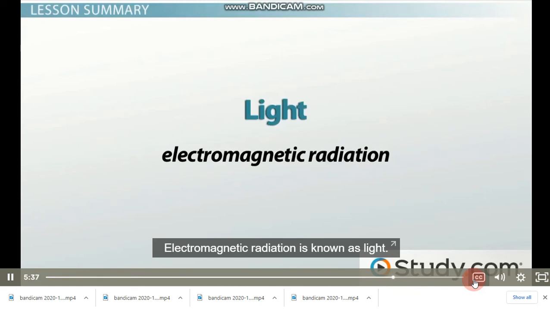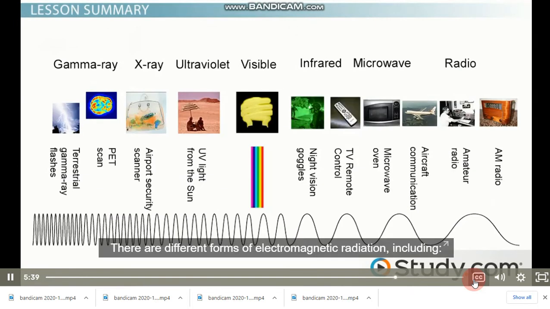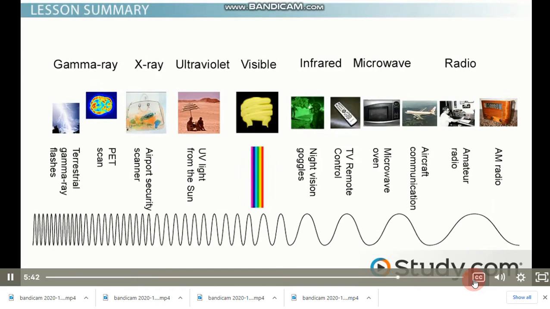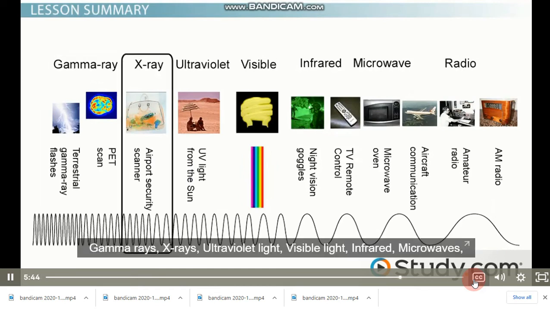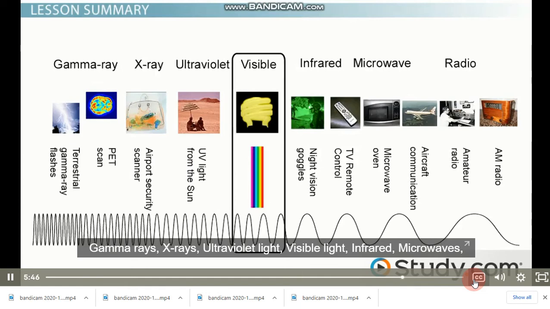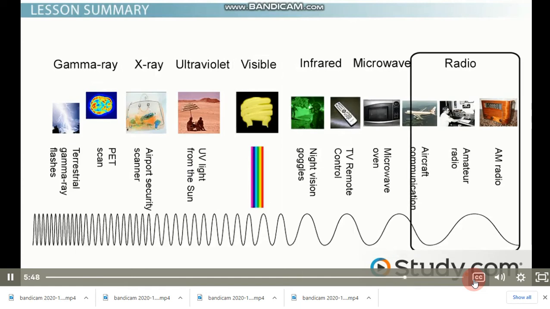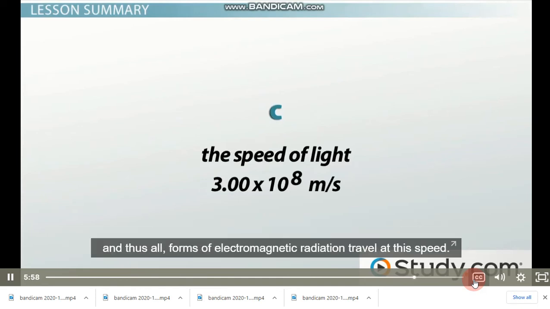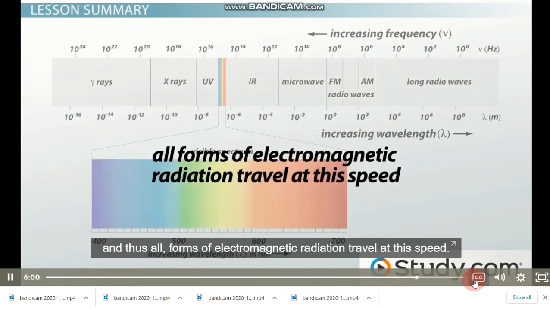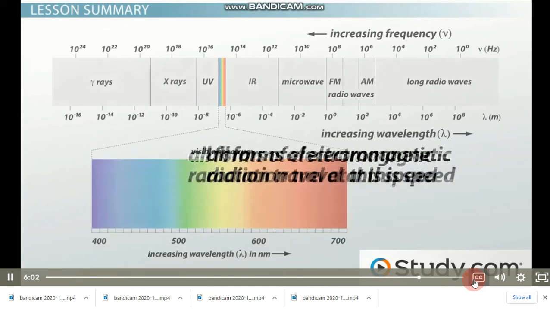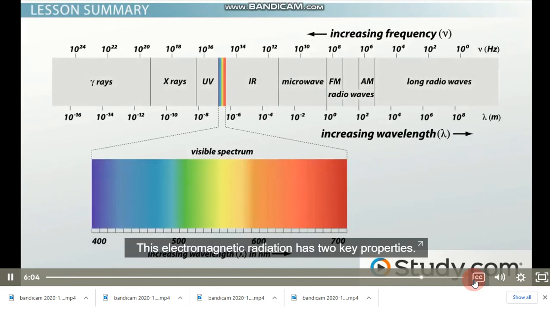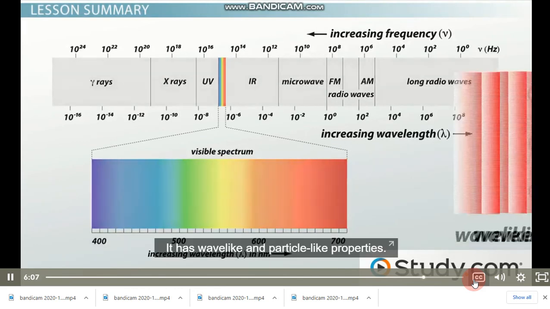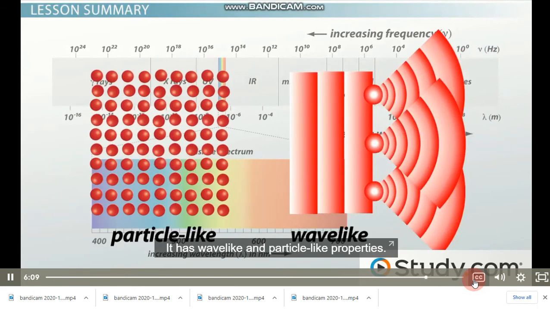Electromagnetic radiation is known as light. There are different forms of electromagnetic radiation, including gamma rays, X-rays, ultraviolet light, visible light, infrared, microwaves, and radio waves. The speed of light, symbolized by a lowercase c, is 300 million meters per second, and thus all forms of electromagnetic radiation travel at this speed. This electromagnetic radiation has two key properties. It has wave-like and particle-like properties.